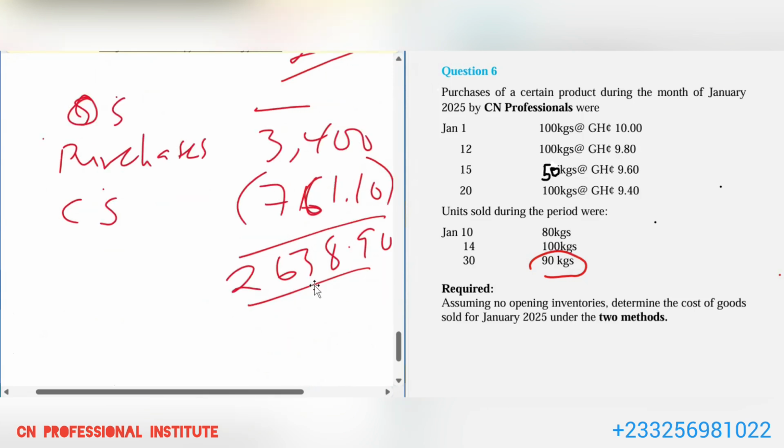So that's it about question 6, CN Professional Limited. We looked at both methods, right? So try more. We'll try complicated questions. There are some questions that blend both markup, margins, and then the opening inventories, right? So all these things are put together in one question. So we'll try some of these questions in the subsequent videos, right?